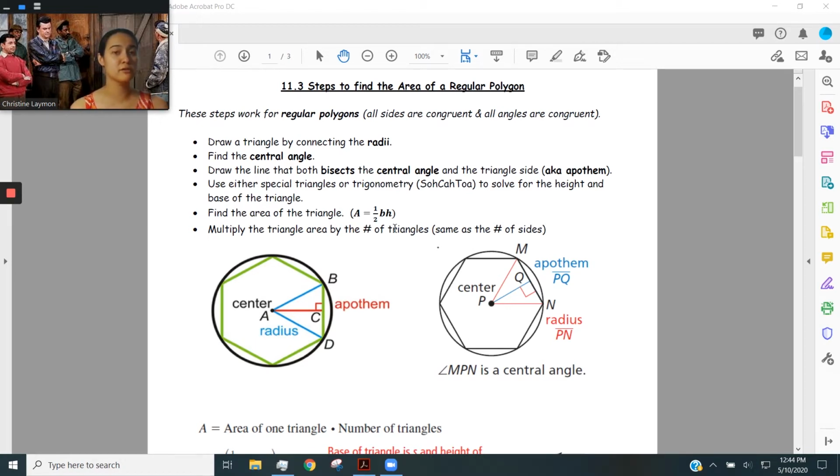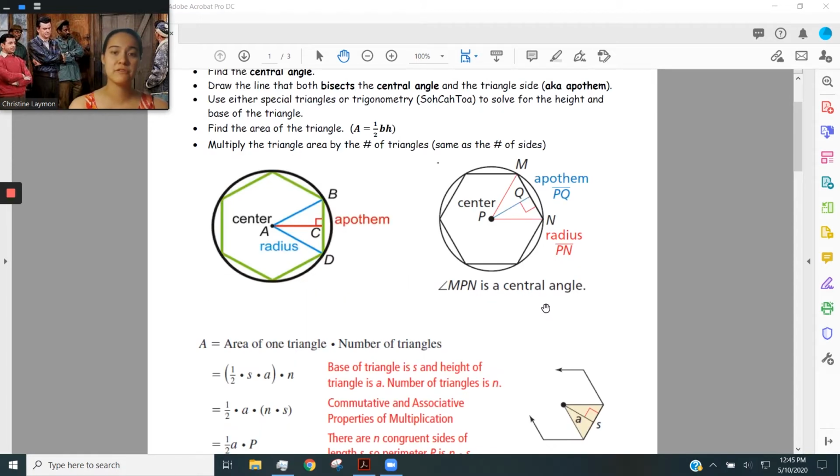So area of a triangle is 1/2 base times height. And remember that base and height are perpendicular. They're where that right angle happens. You're going to multiply that triangle area by the number of triangles. And do know that the number of triangles is the same as the number of sides in your polygon. If you look at this right figure here, angle MPN, that's an example of a central angle because it's between the two radii.